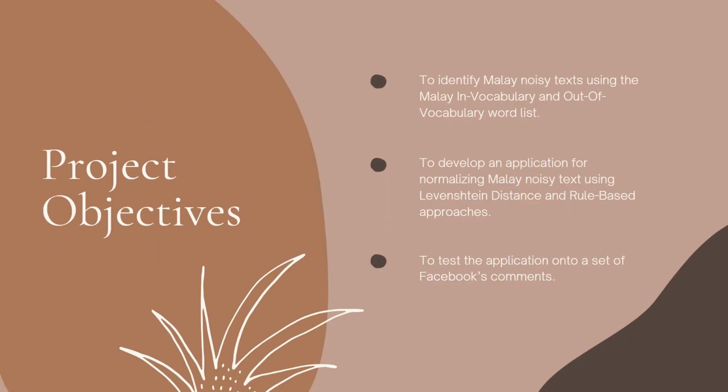There are three objectives that need to be achieved for completing this project. Firstly, to identify Malay noisy text using the Malay in vocabulary and out of vocabulary word list. Secondly, to develop an application for normalizing Malay noisy text using division, distance, and rule base approach. And lastly, to test the application onto a set of Facebook comments.